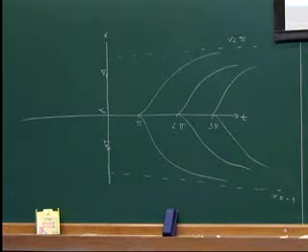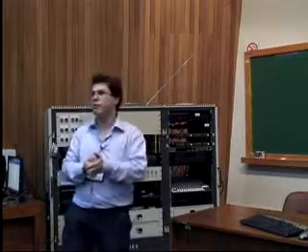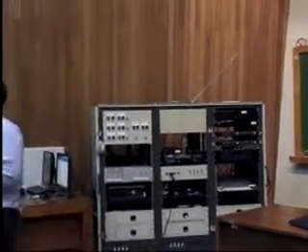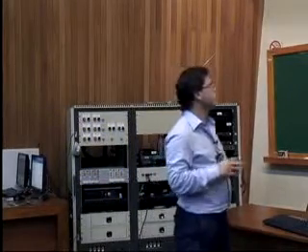Okay, so the main idea behind renormalization is the introduction of an operator, which we call the renormalization operator, which acts on the space of systems in such a way that it removes its small-scale behavior and rescales the remaining variables to preserve some sort of normalization. So under iteration of this renormalization operator, if we converge to some limiting behavior, then we say that this behavior is universal. And since this renormalization operator connects different scales, this universal behavior will be self-similar.